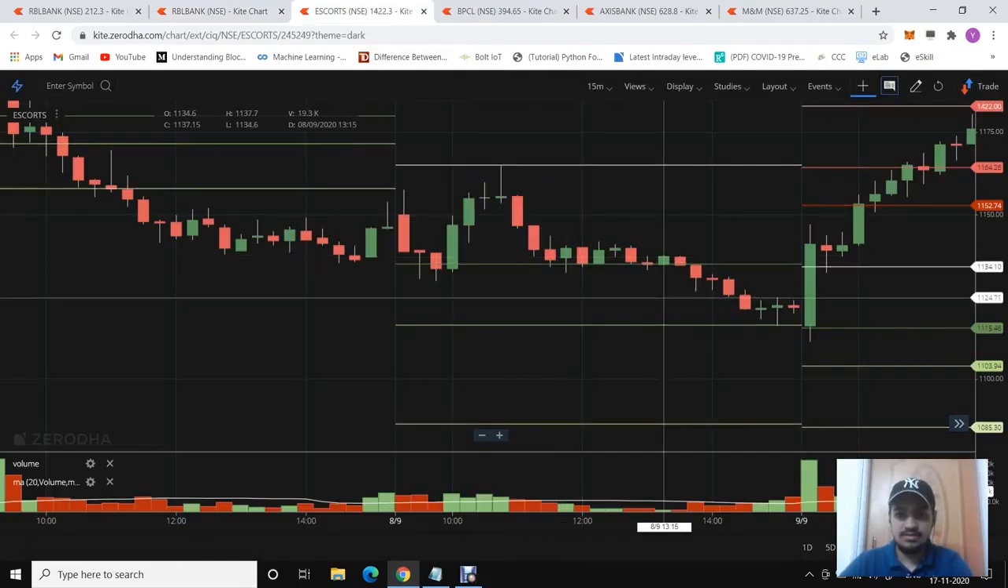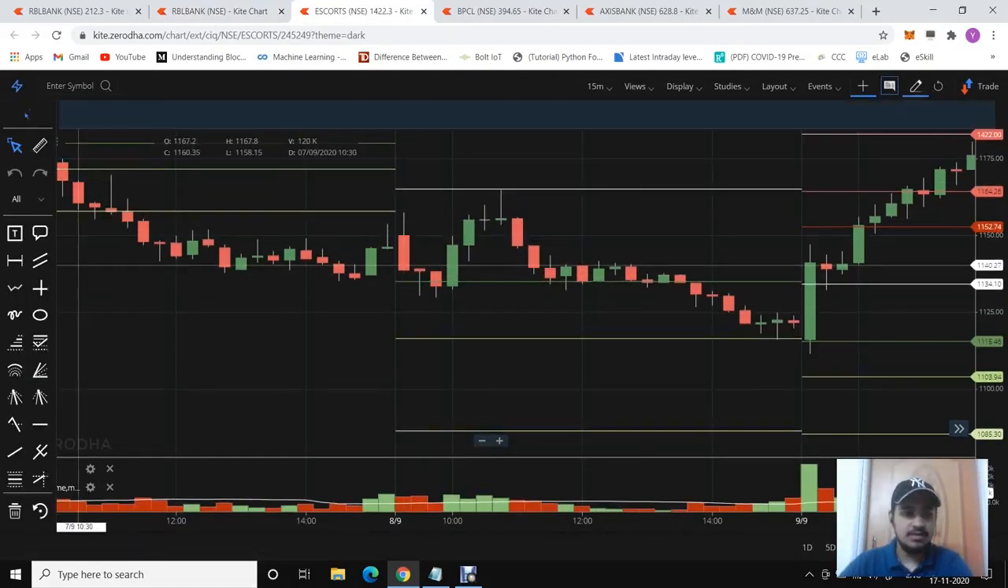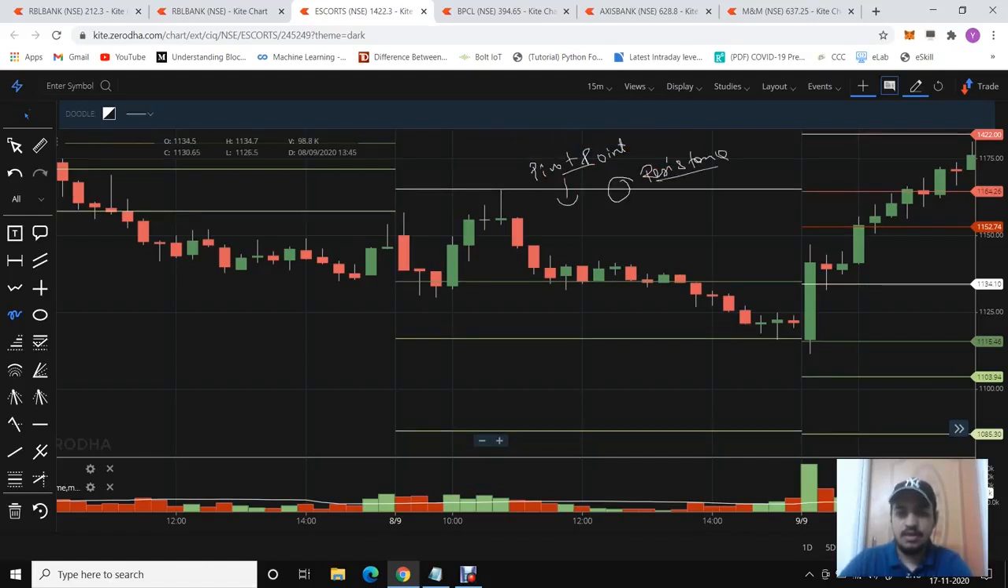So this is the example of escorts. Alright, so what we can see here is that this is your pivot point, and price is below it. Okay, so this level will act as resistance, right, and what was our strategy? Sell at resistance on the occurrence of a candlestick pattern.